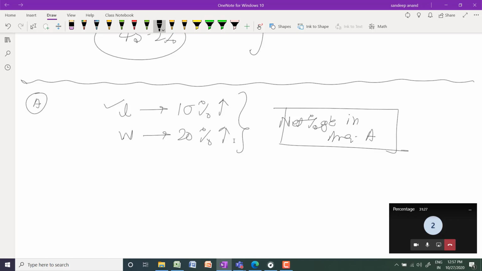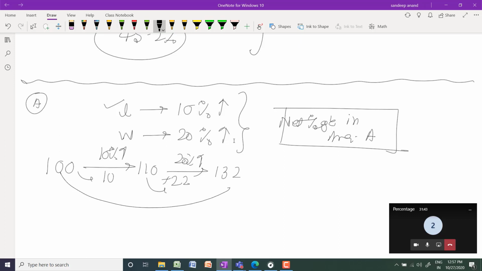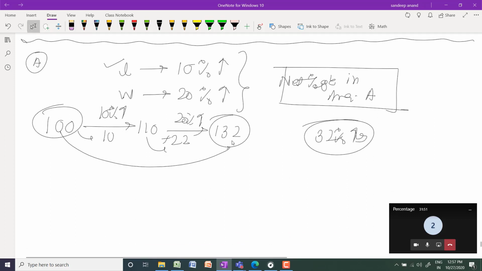So initially I am using 100. A 10% increase, so this is 10. Add this value, no problem at all. A 20% increase again, so this is 11. 11 is 10%, so 22 will be 22%. So here, look at the screen, it is a 32% increase. No problem. But now I am giving you the same question in a different manner, where I am predicting some values.